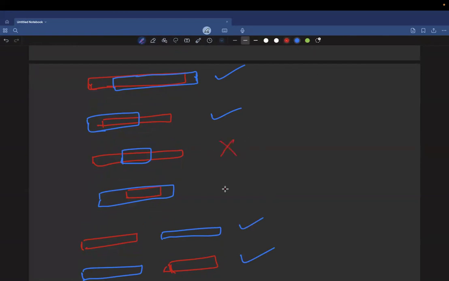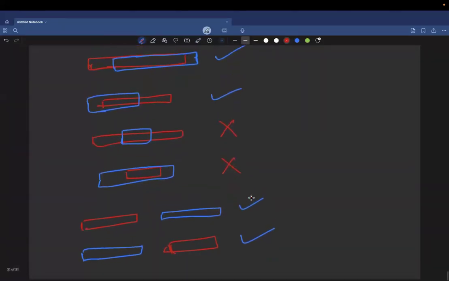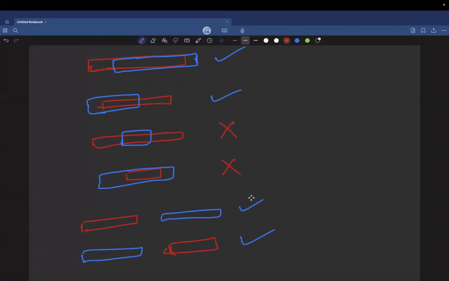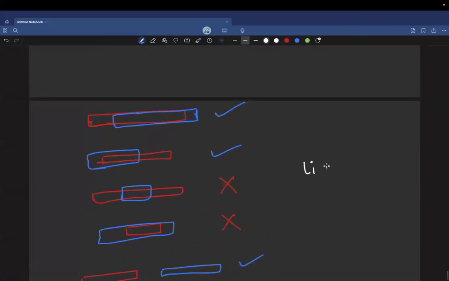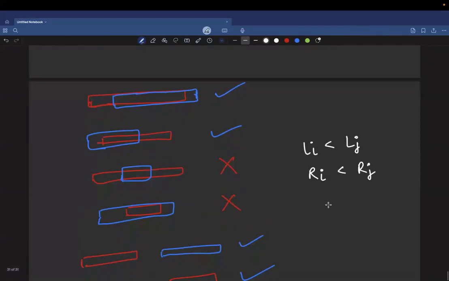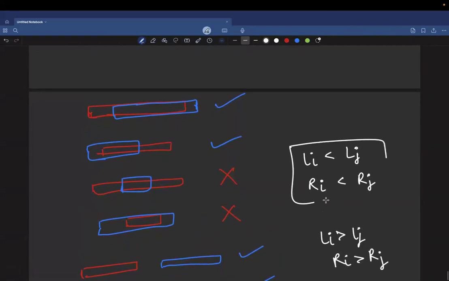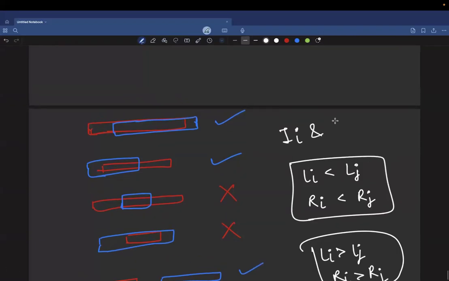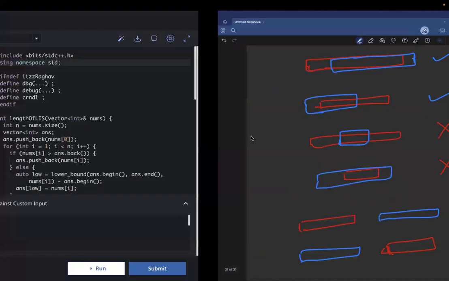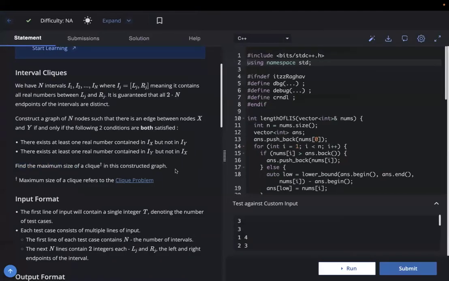Basically, we just tried to make the problem simple for us. Now we know which nodes will have edges between them and which ones will not. So if you have two intervals such that Li is less than Lj and Ri is less than Rj, or the other way around, where Li is greater than Lj with Ri being greater than Rj, if either of these is happening, then you will have an edge between interval i and interval j. We have to find out the maximum size of a clique in this constructed graph.